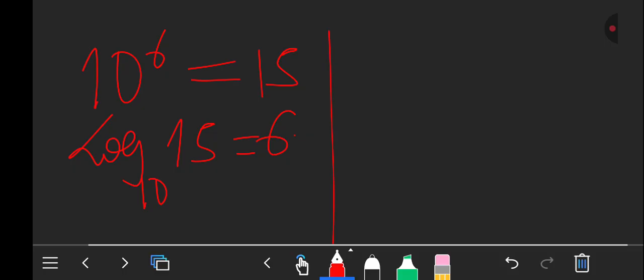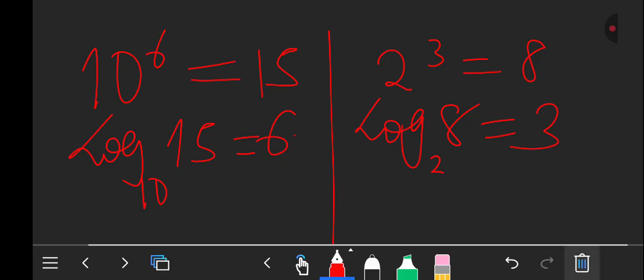Let's have another one. Let's say you have 2 to the power 3 is equal to 8. How can you convert this into a logarithmic expression? So you say introduce log on 8. The base remains the base, so base 2 is equal to 3. So basically this is how you can convert exponentials into logarithms. Now let's look at how to convert logs to exponentials.